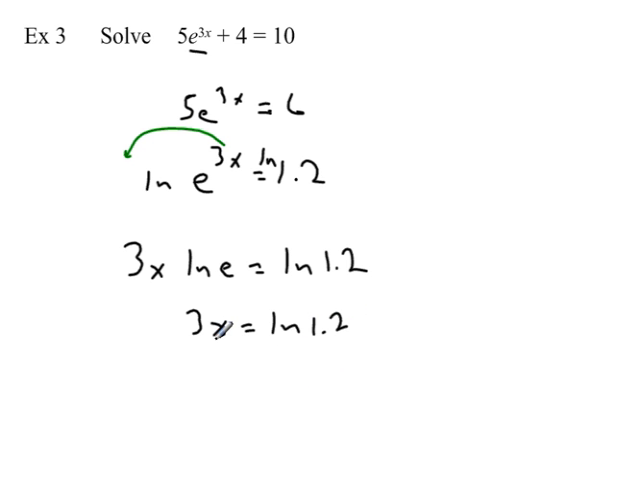Now, just like in algebra, if you have 3 times something, you get rid of that 3 times by dividing both sides by 3. Careful. We're not just dividing 1.2 by 3, we're dividing the entire quantity by 3. So now we can say x is going to be equal to this quantity here. If you type that in your calculator, you'll get something around 0.061. So x is about 0.061. And again, we can test it by plugging it in up here in place of x.